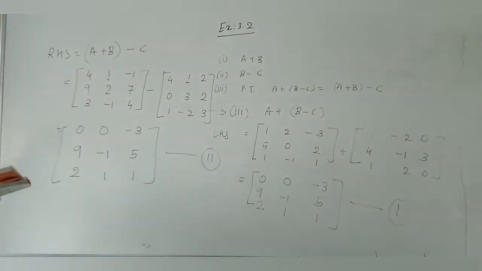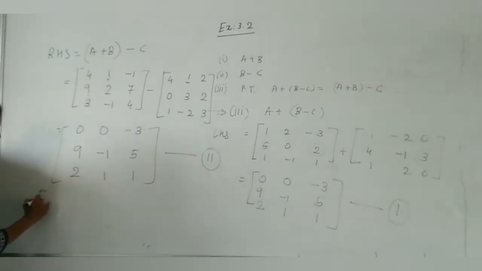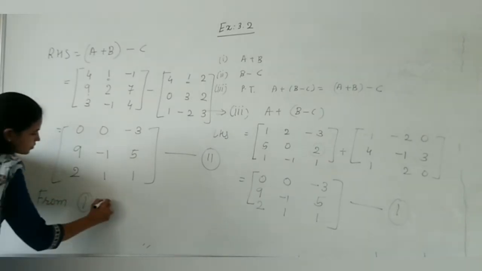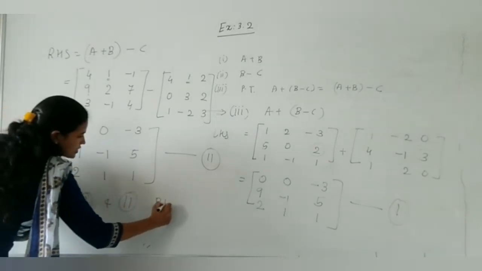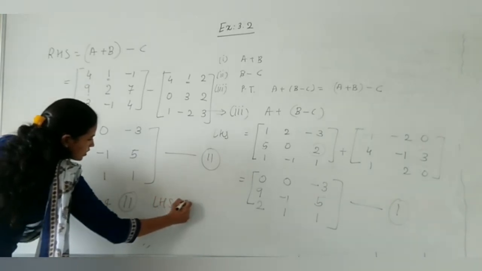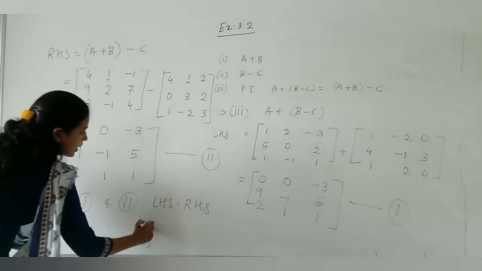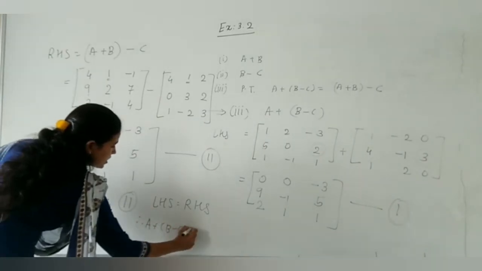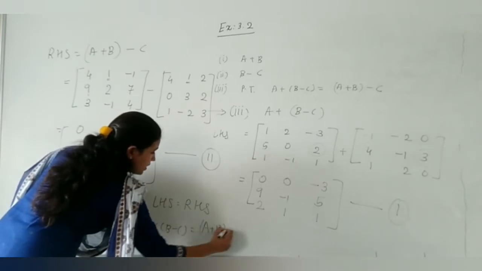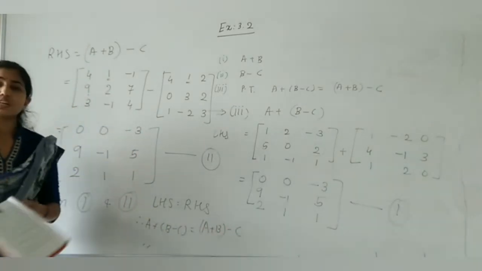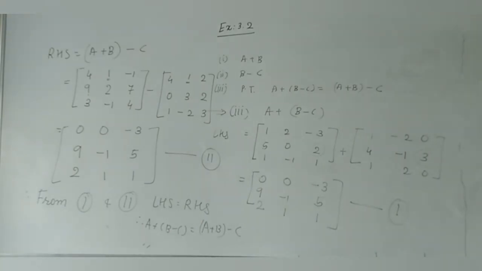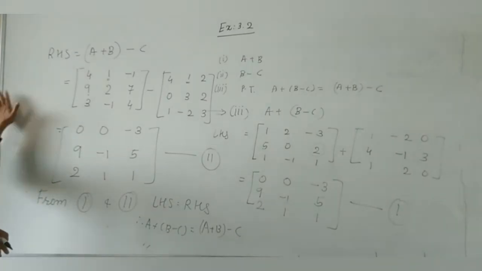So what you have seen, students, this is the result 1 and this is the result 2. So therefore, from 1 and 2, LHS is equal to RHS. Therefore, A plus B minus C is the same as A plus B minus C. It is very easy, students. It is a property of addition: you can add or subtract in any order, your answer will be the same. So that is question number 4, third one.